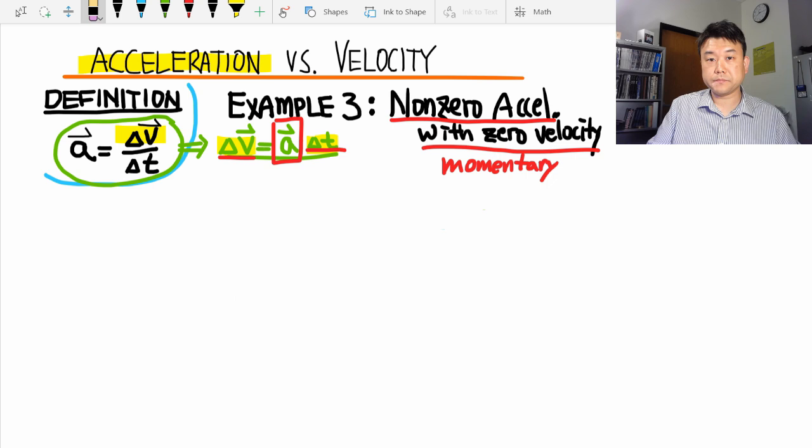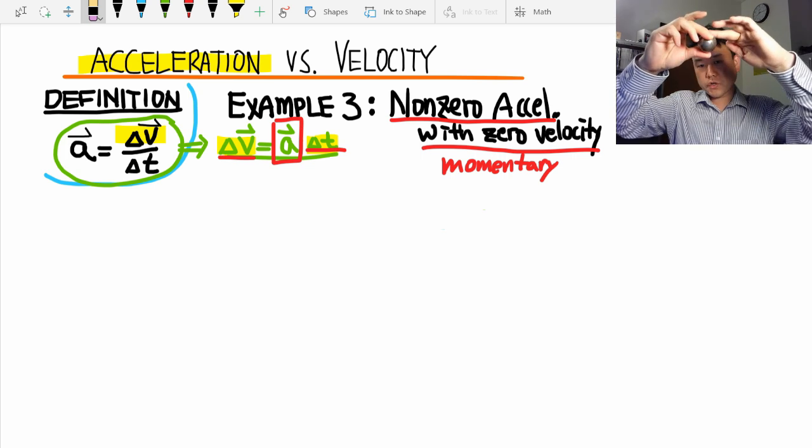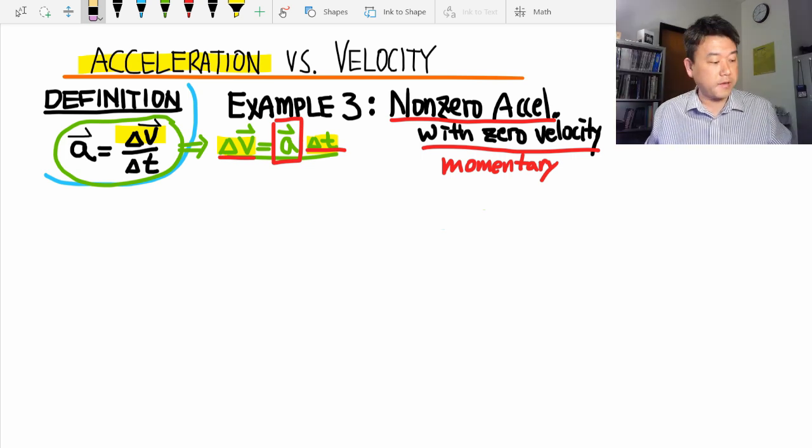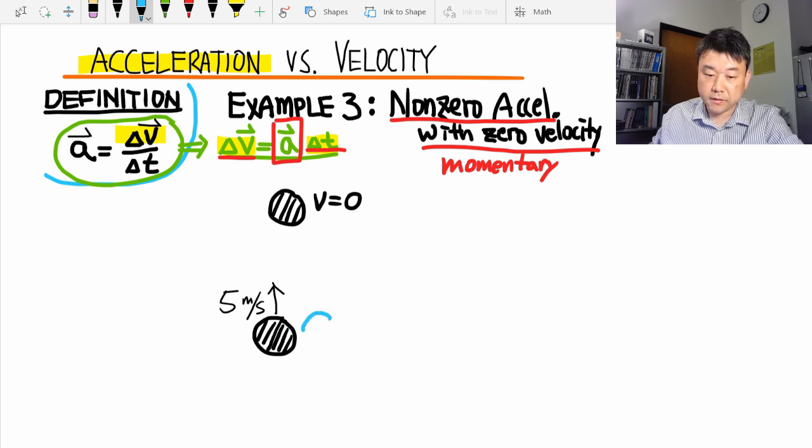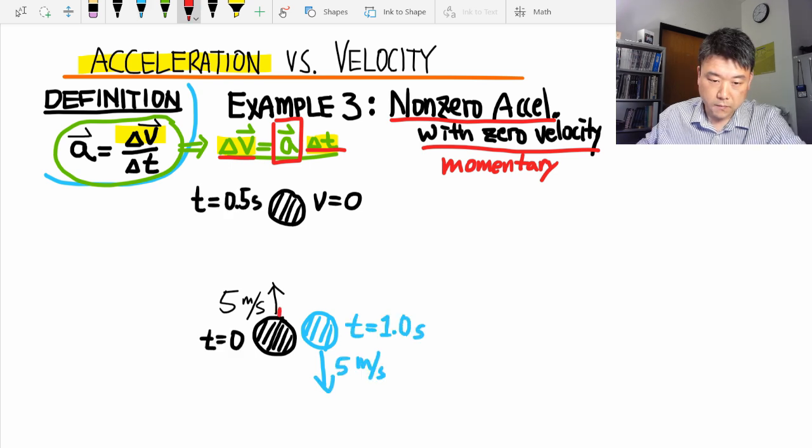Now, let me give you one more example of non-zero acceleration with zero velocity. I have this ball here. When I throw it up and catch it, the very top of the motion is another example where it has non-zero acceleration with zero velocity. So let's say at the bottom, I threw it up with a velocity of 5 meters per second. Then about half a second later, at the top, the ball would have a velocity of zero. And then another half a second later, the ball will have come down and it'll be moving downward at 5 meters per second. And this is the rough trajectory of this ball.